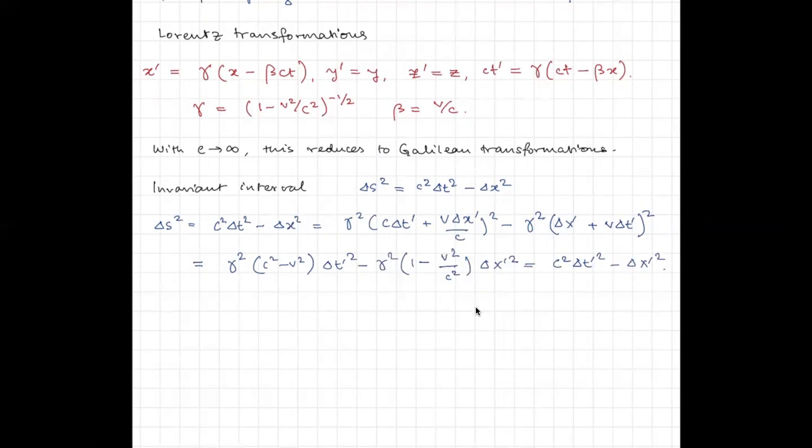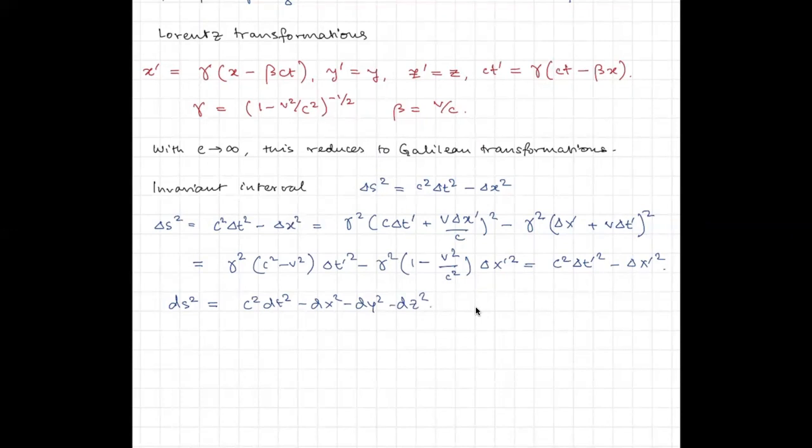So this was something that I did with just one direction. But if you do it in all four directions, and if you do it infinitesimally, the line element, as it's called, is c squared dt squared minus dx squared minus dy squared minus dz squared. So this is what is kept invariant by these transformations. Okay.